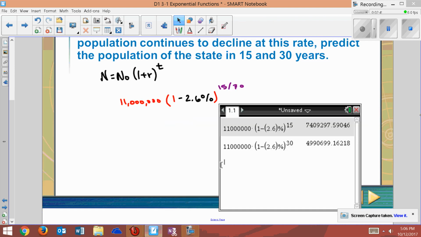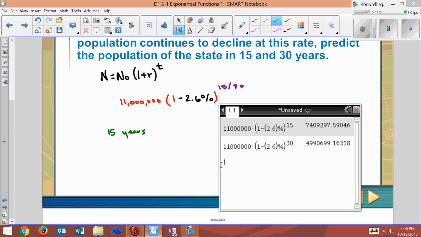So 15 years. I'm going to round this to millions, so that'd be after every 3 decimals. We have 7.409 million. And 30 years is, if I do it again to millions, 4.99. This 6 would round up, so let's say 4.991 million.